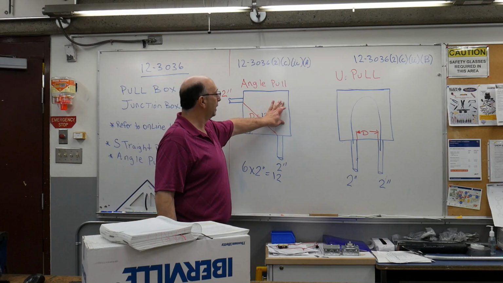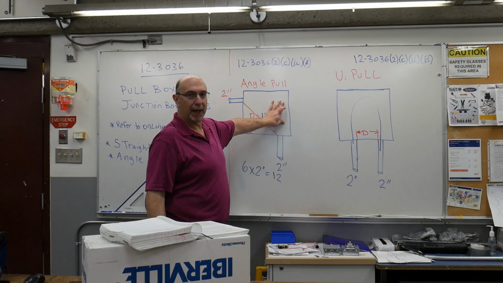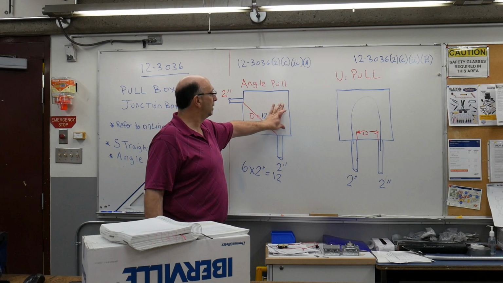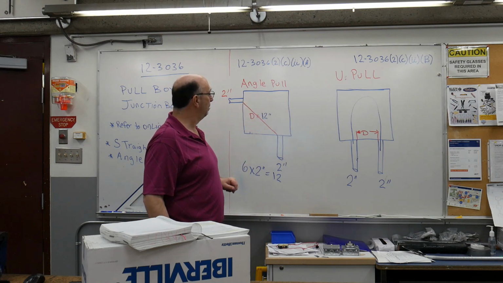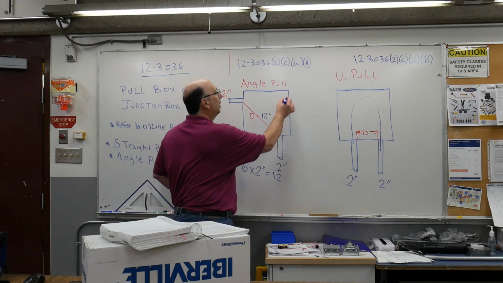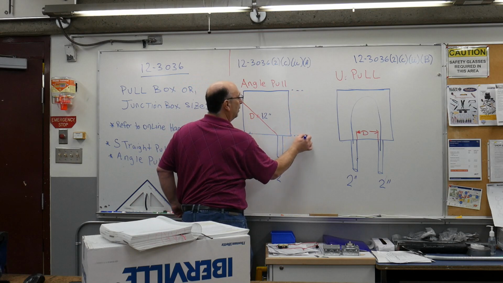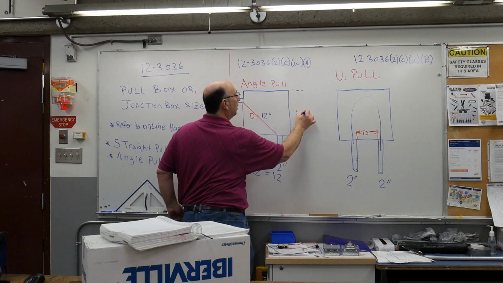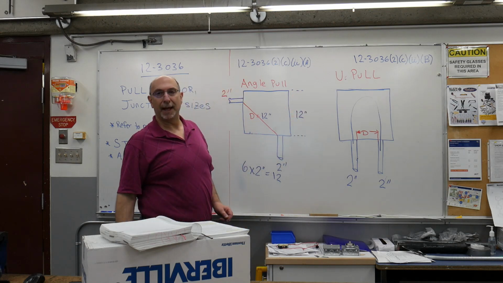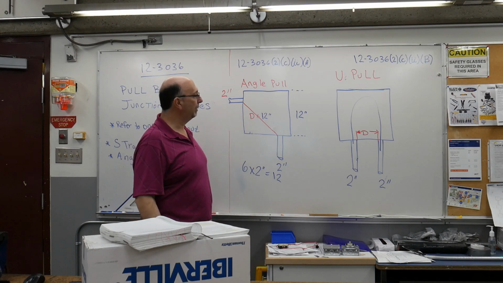So this distance here must be 12 inches. Also, when you take a look at this rule and you read it, the depth of the box must be 6 times as well. So that's the height of the box.